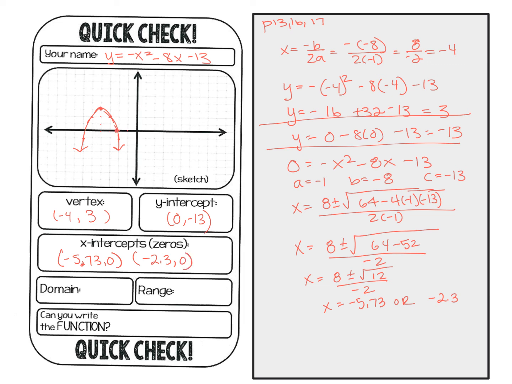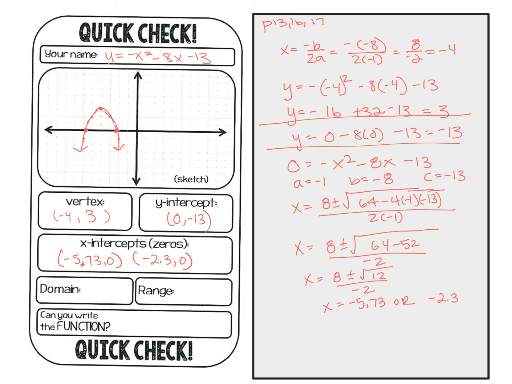I can look at my graph and see that those make sense. This is kind of close to -2. It's just to the left of it. So -2.3 makes sense. This is just before -6 on the x-axis, so -5.73 makes sense.